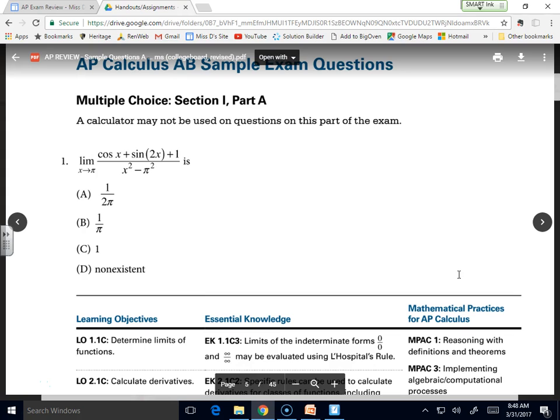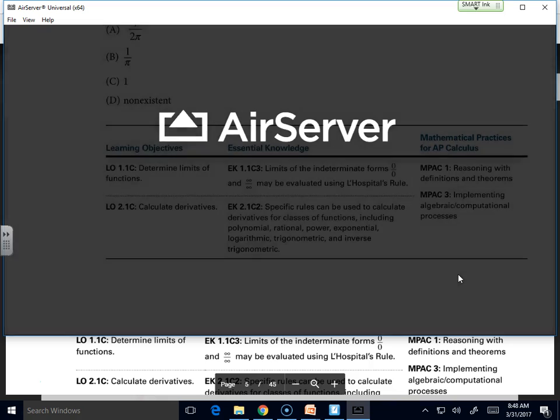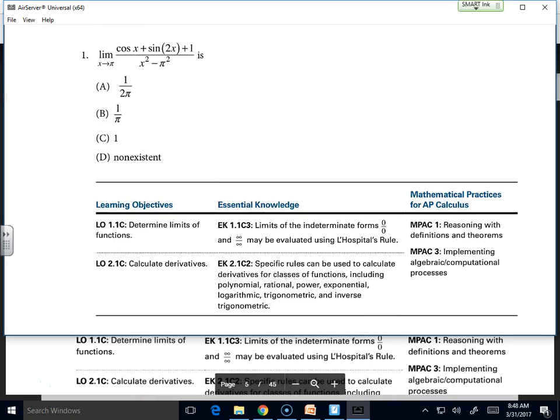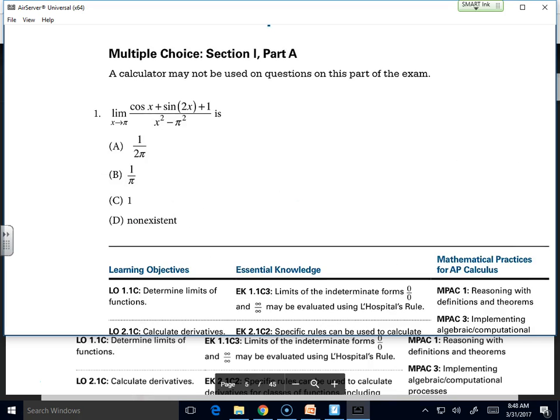First thing you should think: limit problem. Second thing you should think: hey, x is approaching a constant. Third thing you should think: plug it in, plug it in. Fourth thing you should think: good thing I know my unit circle. This is an example like section 1, part A, no calculator is used.